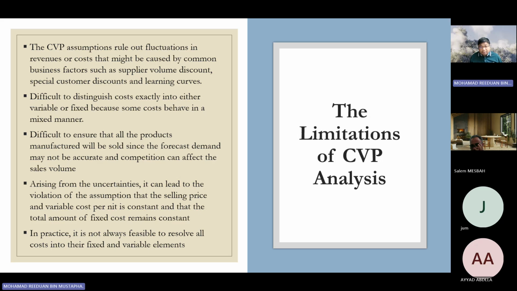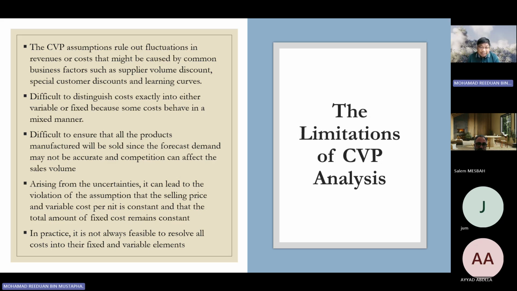And then the third limitation is that it is difficult to ensure that all products manufactured will be sold, since the forecast demand may not be accurate and competition can affect the sales value. Also, arising from the uncertainty, it can lead to violations of the assumptions that the selling price and variable cost per unit are constant and that the total amount of fixed cost remains constant.